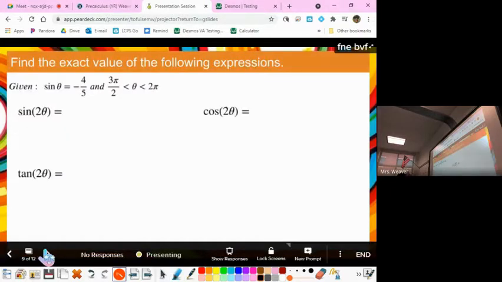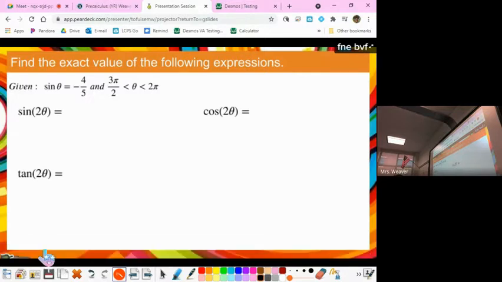Good. All right, so same idea here. We've got to draw our triangle because -4/5 is not a sine value we recognize from the unit circle. And then we're going to use our double angle formulas. These do work a little bit differently, so I just want to make sure that you know how to read them and that you're okay plugging into them. So let's try that real quickly.